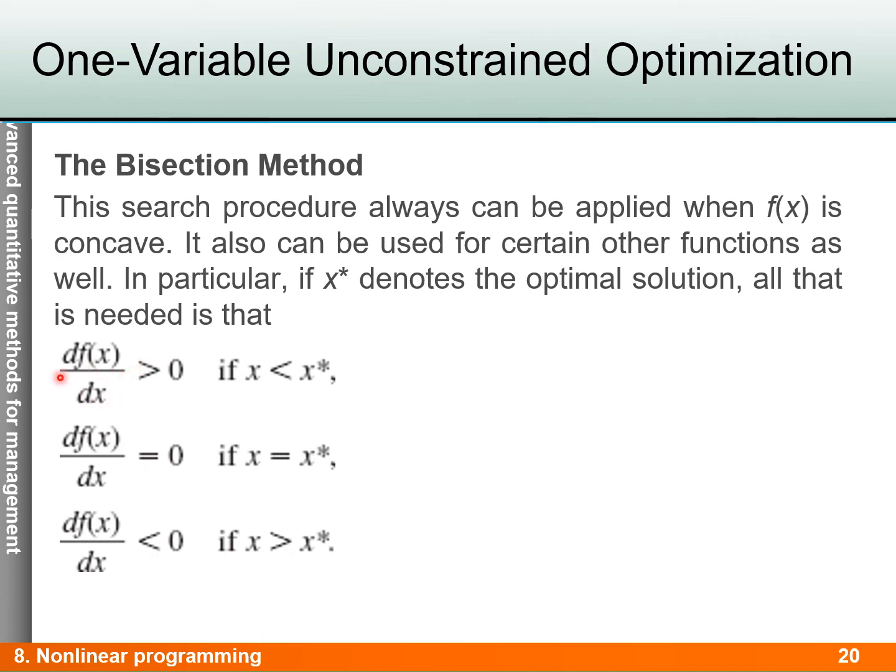If x is less than x star, the first derivative of f(x) is greater than 0. If x is greater than x star, the first derivative of f(x) is less than 0, and in the case of x equal to x star, this derivative is equal to 0. In our next slides, in our example, we clarify this topic.